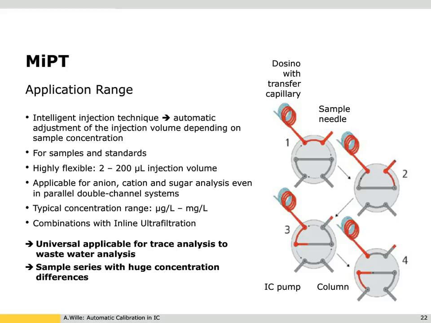It has a high flexibility because the volume can be varied between 2 and 200 microliter. You can use it for amines, for cations, for sugar analysis, double-channel systems. The typical concentration range for this technique is lower than inline dilution. Here we speak about microgram per liter, milligram per liter range. And it can also be combined with inline ultrafiltration.